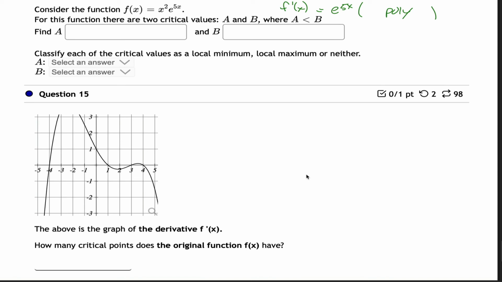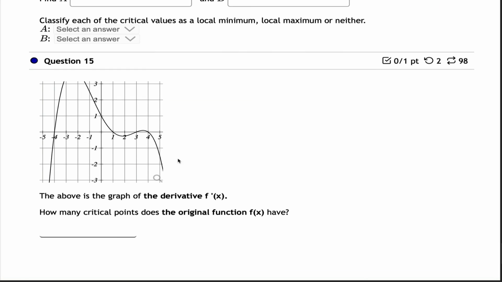15, most annoying problem on the homework. Here is me rewarding you for watching this whole video if you made it to the end. Because 15, I'm going to get so many emails about it. There's a problem with the problem. Like, I know what I'm doing and it's saying it's wrong. How many critical points does the function have?